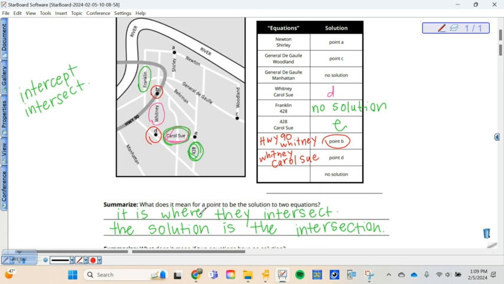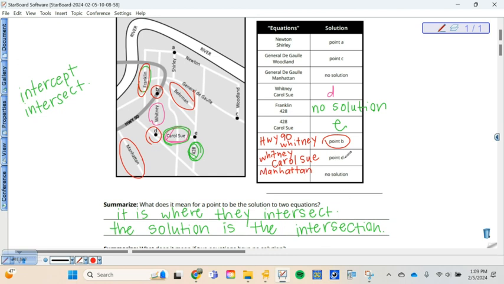What two roads have no solution? Manhattan and what? Manhattan and Franklin, that works. What else? Berman. It does kind of look like Batman. Yeah, Franklin works. There's a bunch of different options, right? Woodland and Shirley, Woodland and 428, Woodland and Whitney. There's a whole bunch of intersections.